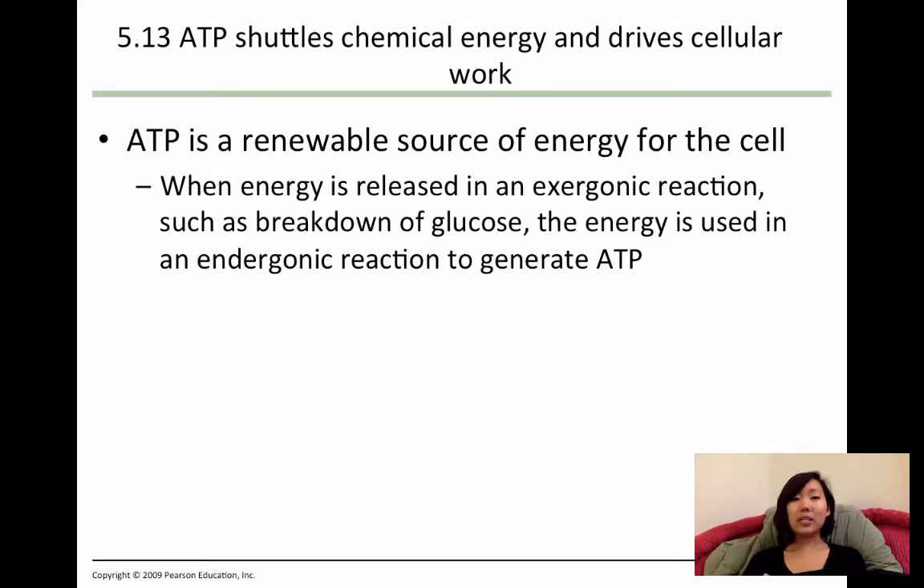Something important about ATP is that it's a renewable source of energy. That means that it's very easily regenerated. You can just put that phosphate group right back onto the ADP, and then it'll form ATP.